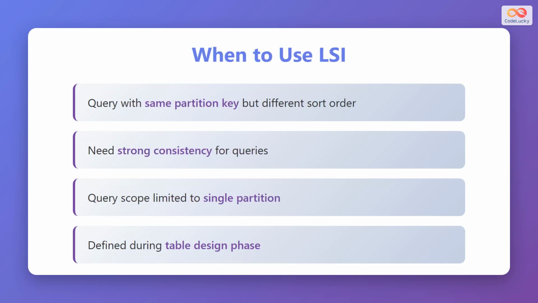When should you choose a local secondary index instead? Use an LSI when you want a query with the same partition key as your table, but need a different sort order for your results. LSIs are essential when you need strong consistency for your queries, ensuring you always read the most recent data. They work well when your query scope is naturally limited to a single partition, and you know your access patterns during the table design phase, since LSIs must be defined when you create the table. Understanding these differences will help you choose the right index type for your specific use case in DynamoDB.